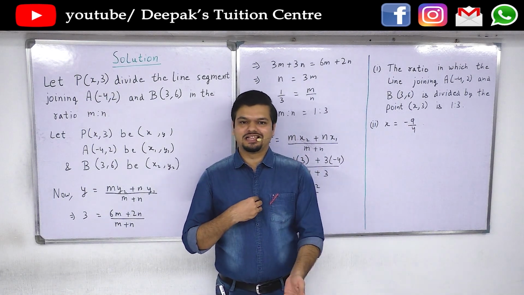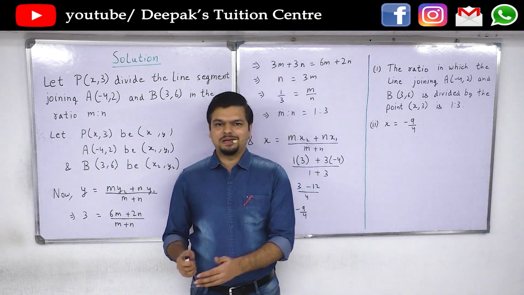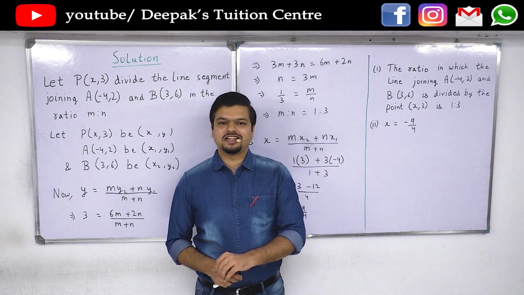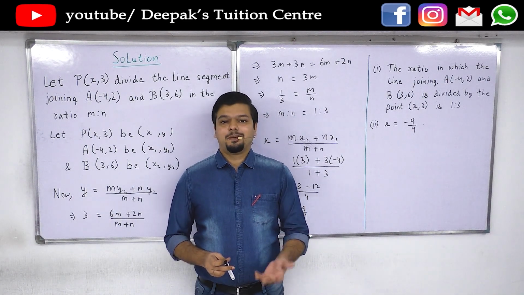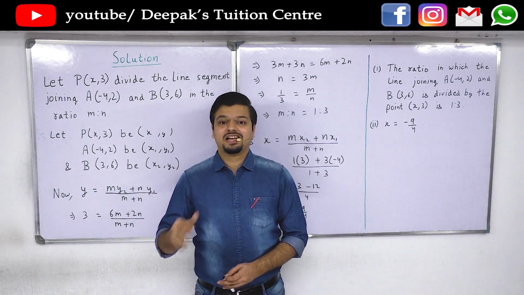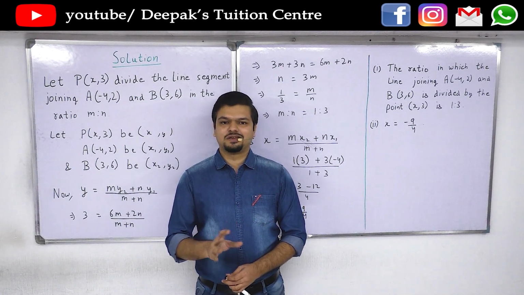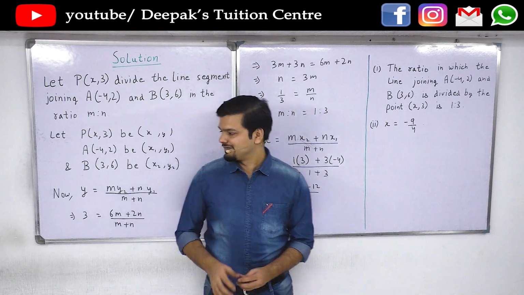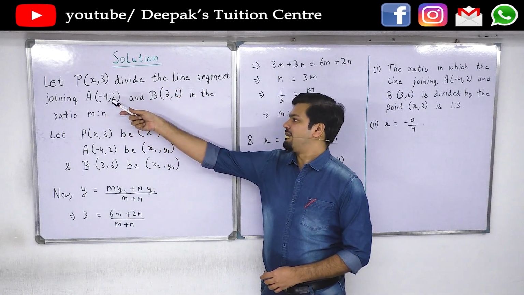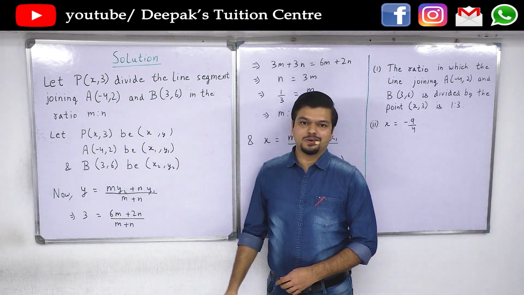So before even going there, we will let the ratio be m is to n. Some students, some books, also state that let the ratio be k is to 1 or 1 is to k. I do not prefer that method because that's an additional thing to learn. Why will I remember one more thing if I can do it with the previous thing? So I prefer the previous method, but you can obviously use k is to 1, 1 is to k, whatever you want. So let P (x, 3) divide the line segment joining A (minus 4, 2) and B (3, 6) in the ratio m is to n.